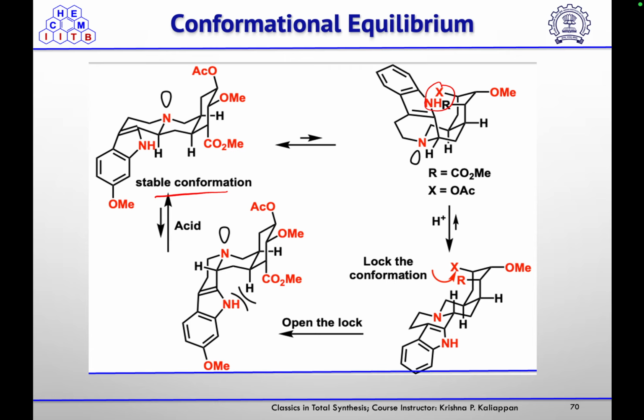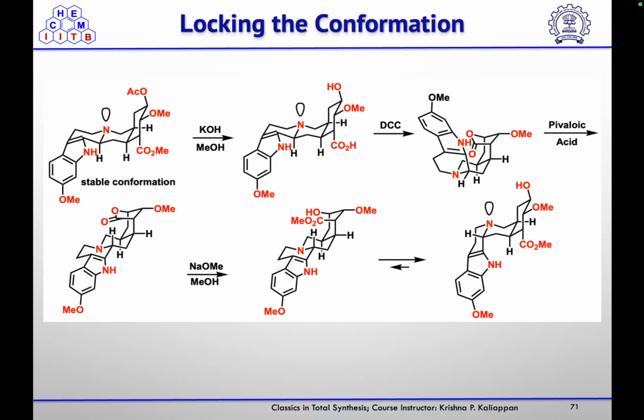For that purpose, they treated that stable conformation with KOH and methanol to hydrolyze that ester to the corresponding acid and this acetate to the corresponding alcohol. Then, on reaction with DCC, this alcohol and this acid will react with each other to form the corresponding lactone. And in this condition only, that nitrogen inversion will take place. Then, using pivalic acid, they did the inversion, and using sodium methoxide and methanol, they hydrolyzed that lactone to the corresponding alcohol and ester. So that is how they inverted the stereochemistry at that position.